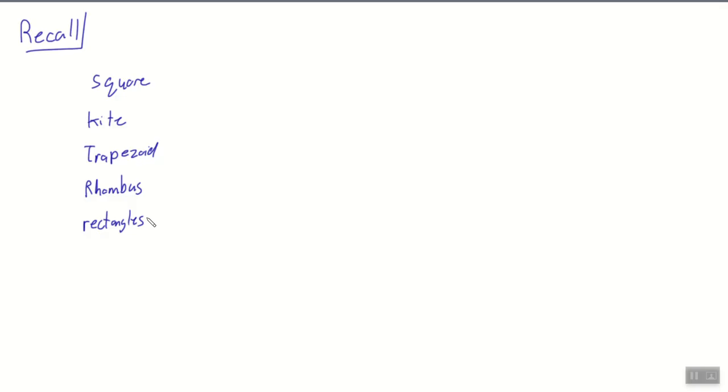Say it again. Okay, yes, these are all quadrilaterals. Give me some other quadrilaterals. We're missing a very important one. We have parallelogram. Yes, parallelogram. Did I write it? No. Say it louder. Parallelogram. Okay.